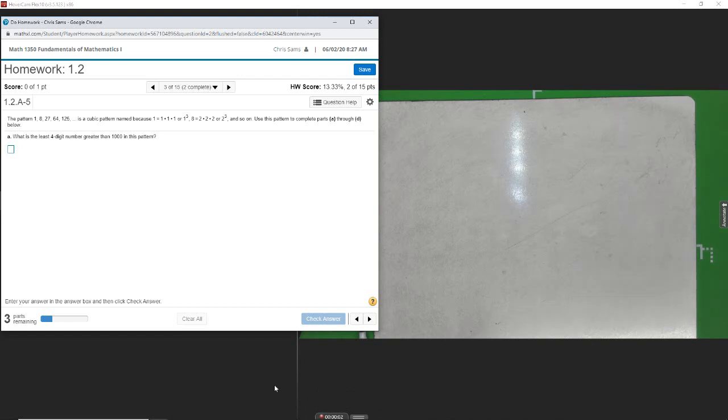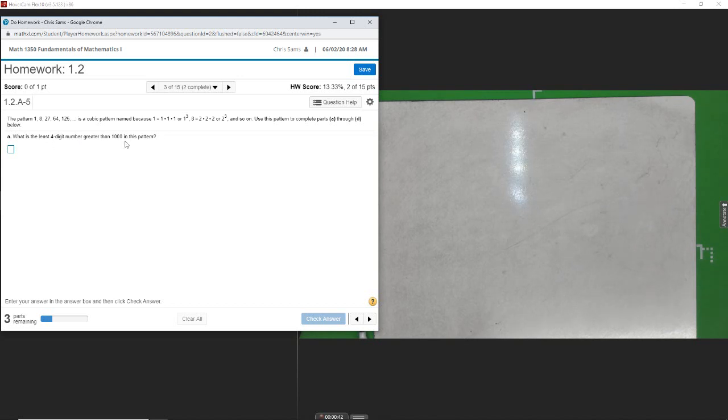All right, number 3, we have a pattern: 1, 8, 27, 64, 125. It says this is a cubic pattern because 1, the first term, is equal to 1 times 1 times 1, or 1 cubed. 8, which is the second term, is equal to 2 times 2 times 2, or 2 cubed, and so on. And so we have 4 parts, and first we want to know what is the smallest 4-digit number that we get greater than 1,000 in this pattern.